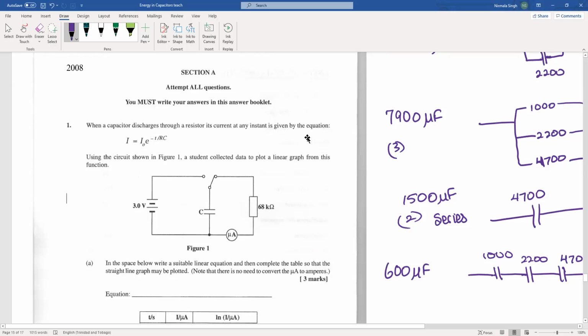So let's read them through. When a capacitor discharges through a resistor, its current at any instant is given by the equation I is equal to I naught e to the minus t upon RC. Using this circuit in figure 1, a student collected data to plot a linear graph from this function. So what he did, the student had a microammeter.